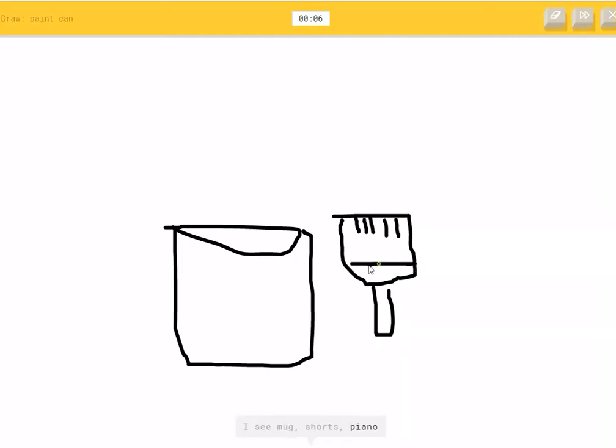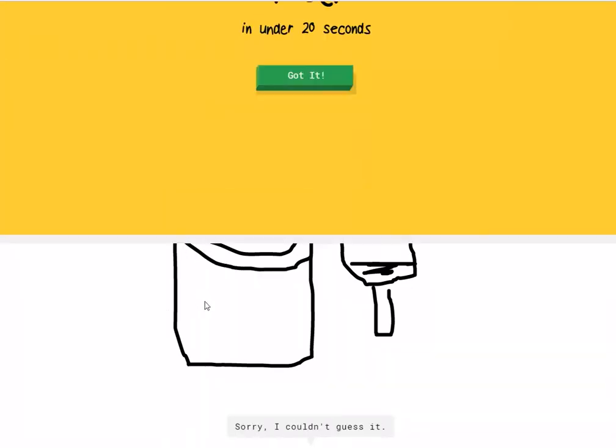Or piano. Or pool. Or calendar. I see robot. Or window. Sorry, I couldn't guess it.